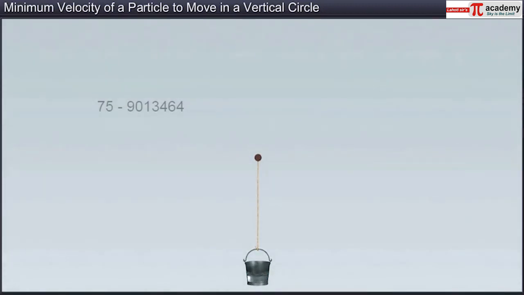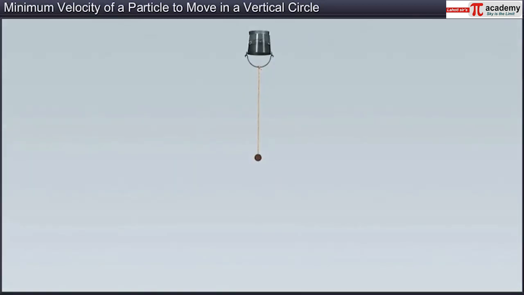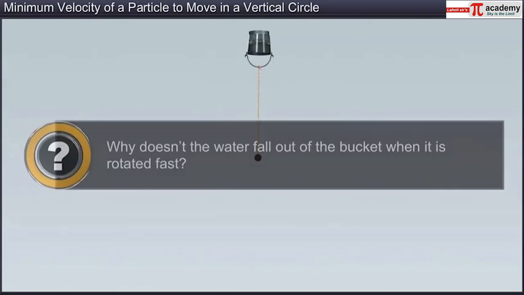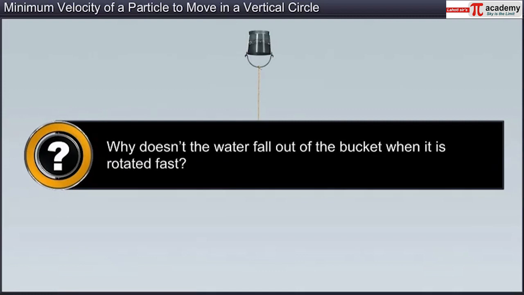Now, do it again, but rotate the bucket quickly. This time, the water in the bucket does not spill out even when the bucket is upside down at the highest position along the vertical circle. Why doesn't the water fall out of the bucket when it is rotated fast?